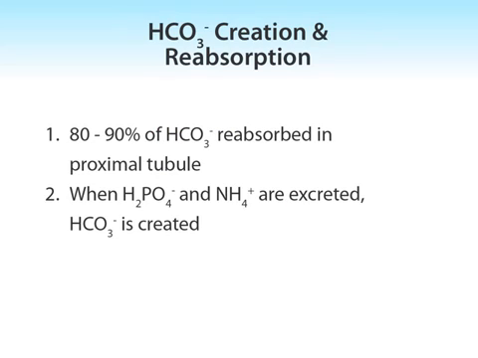80 to 90% of bicarbonate is reabsorbed in the proximal tubule. According to the traditional model, bicarbonate creation and reabsorption is key to renal compensation. Until more texts follow Miller's Anesthesia, it is critical to recognize that the kidneys both create and reabsorb bicarbonate when compensating for acidosis.